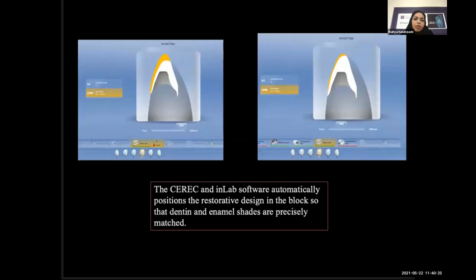In this slide, you see that the Cerec software automatically positions the restoration design in the block so that the dentin and enamel shades are precisely matched, and you can adjust the translucency and position of the block for the best result.